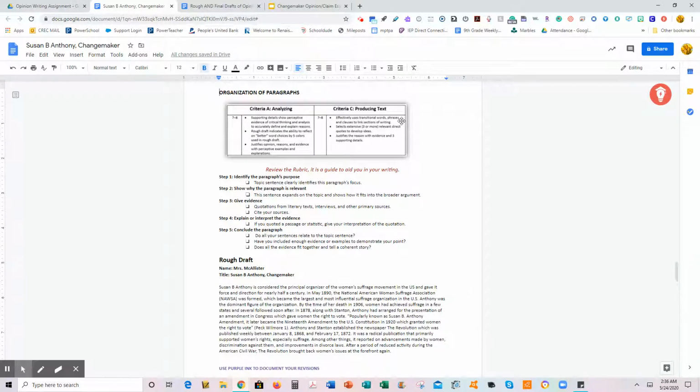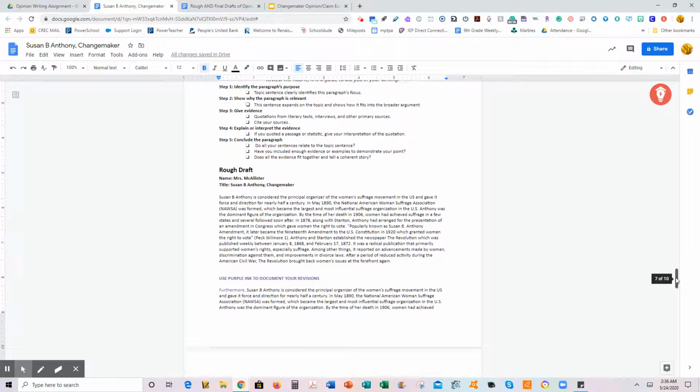Transitional words and phrases. Now we're starting to get into this when we're producing text. Justify his reason with evidence and 3 supporting details. So we're going to be checking. This is one paragraph that has the above. Okay? So here, Susan B. Anthony is considered the principal organizer of the women's suffrage movement in the U.S. and gave it force and direction for nearly half a century. In May 1890, the National American Women's Suffrage Association was formed, which became the largest and most influential suffrage organization in the U.S. Anthony was the dominant figure of the organization.